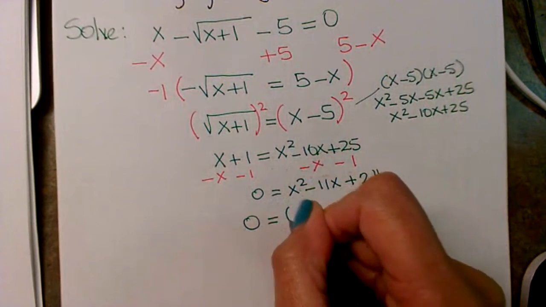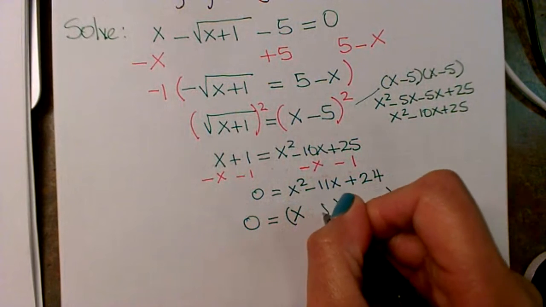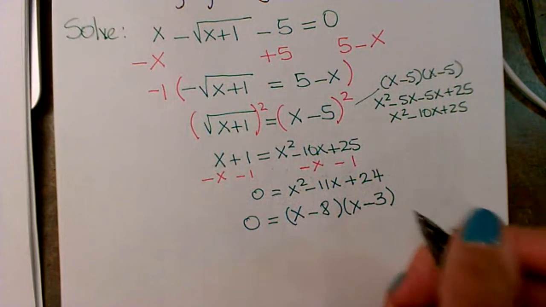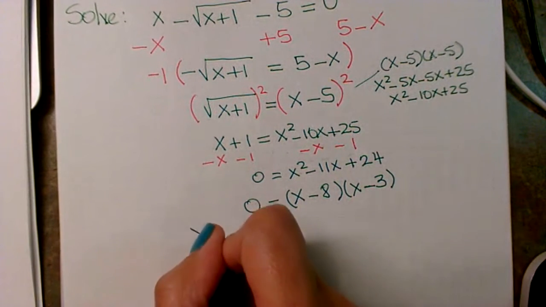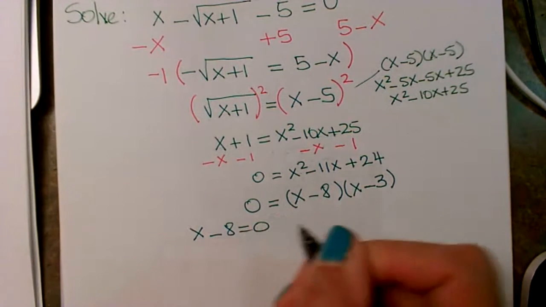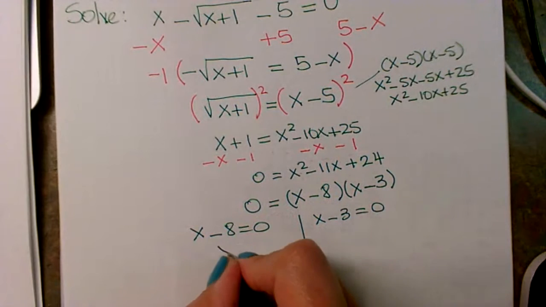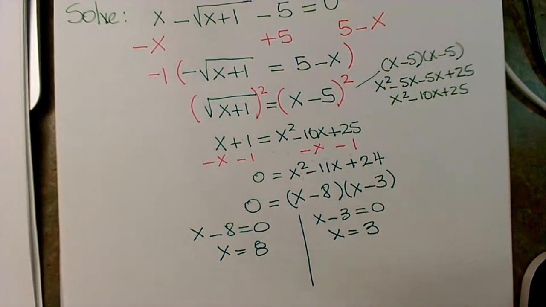So what do I have? Right here, I'm going to factor with two numbers. That would be 8 and 3, 24, and when I add them, I get negative 11. So this is going to give me two answers. One x will be equal to 8, and x will be equal to 3. We have two answers. Now with those two answers, I need to check.